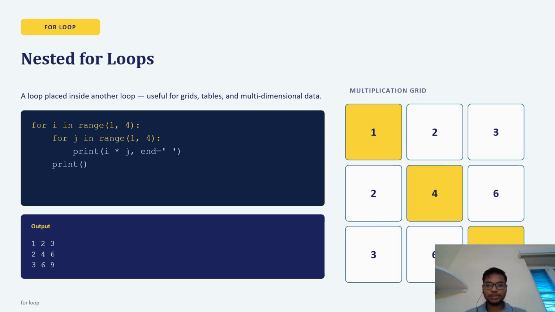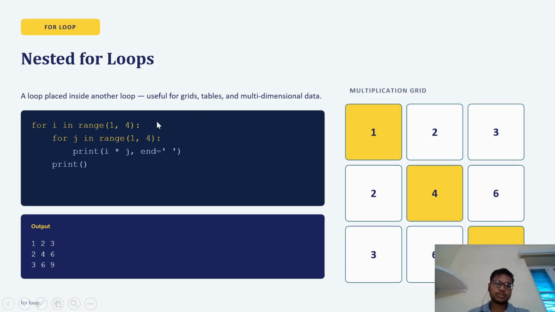So how do you use this? Just see here, it's a multiplication grid, and if you have to print the whole grid, it's 1, 2, 3; 2, 4, 6; and 3, 6, 9. So how will you print all these things? You have to use a nested loop, a loop inside a loop.